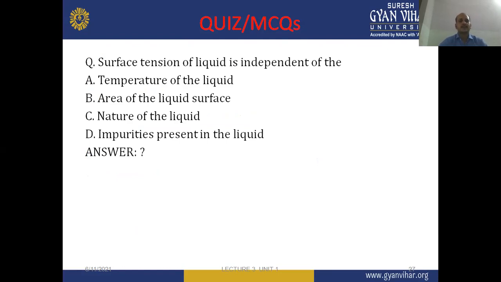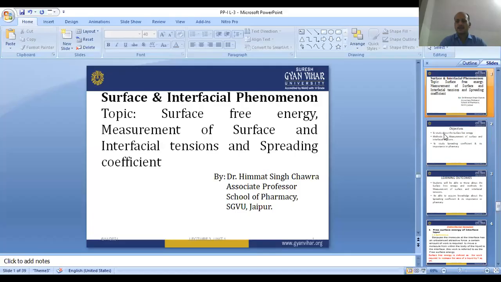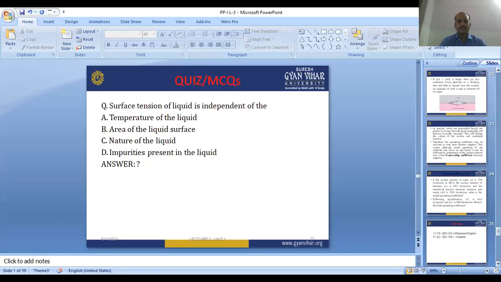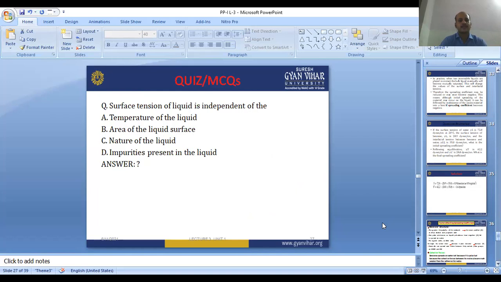The next question: the surface tension of a liquid is independent of the temperature of the liquid, area of the liquid surface, nature of the liquid surface, or impurities present in the liquid. As I discussed in this lecture, there are many factors which affect the surface tension. So first we have to think it through and then give the answer.